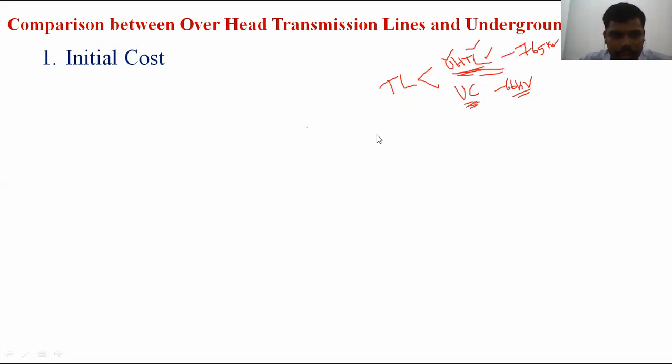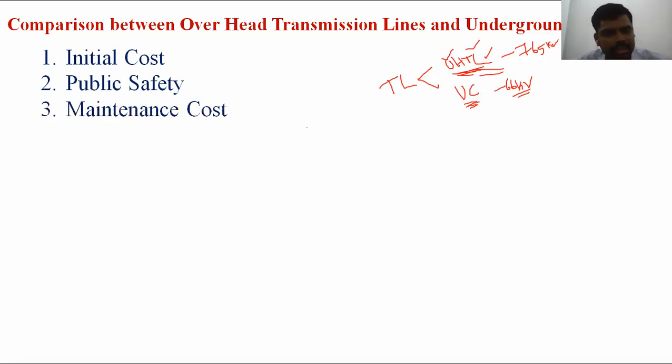And the second one, public safety. Underground cable is very, very safe. No conductors are available in the open atmosphere, all are underground. If any short circuit occurs, it will automatically flow into the ground. Suppose in an overhead transmission line, unfortunately an accident occurs and any one of the conductors is broken and falls to the ground, the surrounding people are affected.